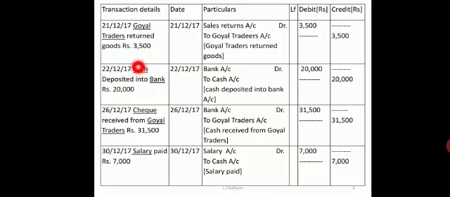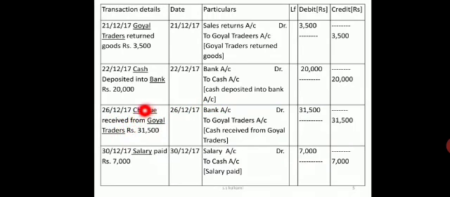Next, you are having on 22nd, cash deposited into bank. Now two accounts are cash account and bank account. Cash being decrease in asset, and bank increasing the balance of bank, so increase in asset. So increase in asset is debited, so bank account is debited, decrease in asset is credited, cash is decreased, so it is on the credit side by 20,000 in both the columns. Narration, deposited into bank.